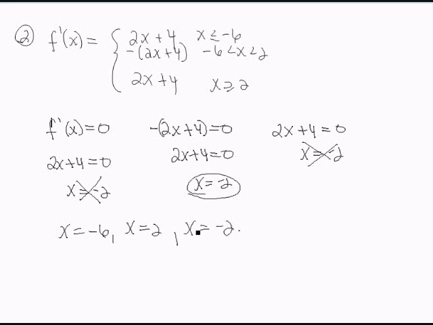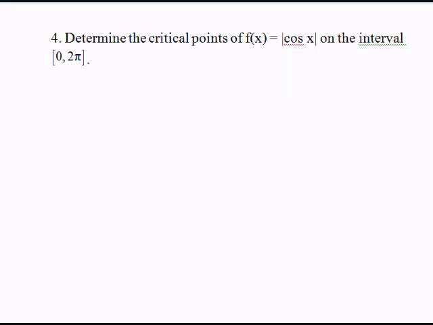One more function. This time we're going to look at a trig example. Here's finding our critical points of the absolute value of cosine of x. Let's just first do a review of what cosine of x looked like.